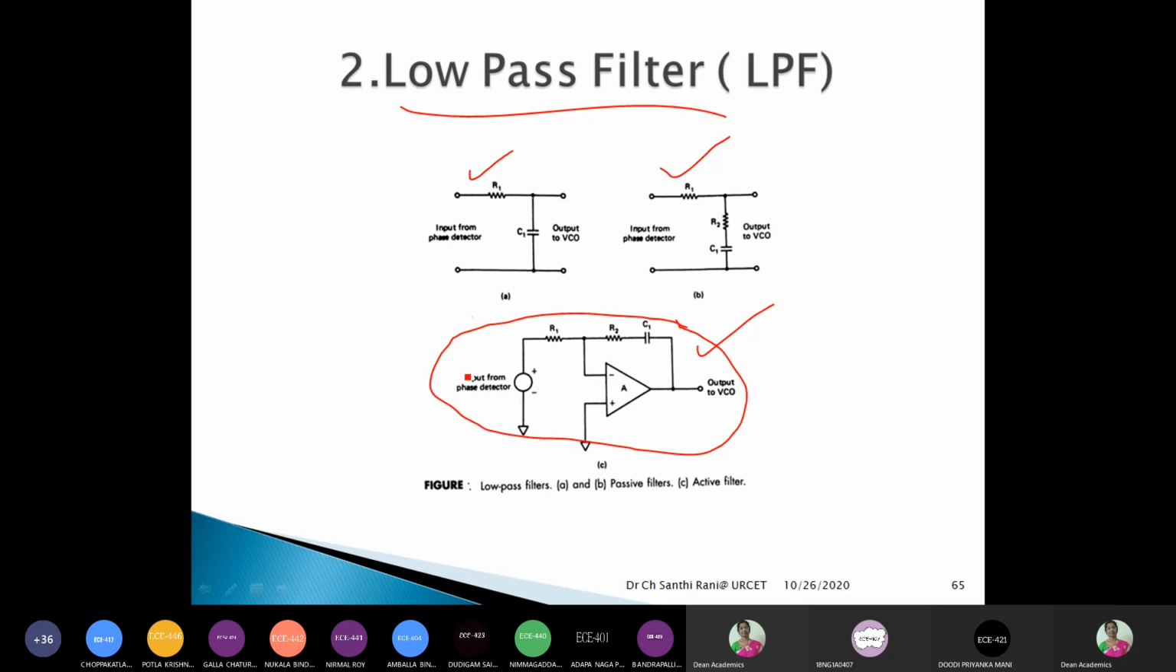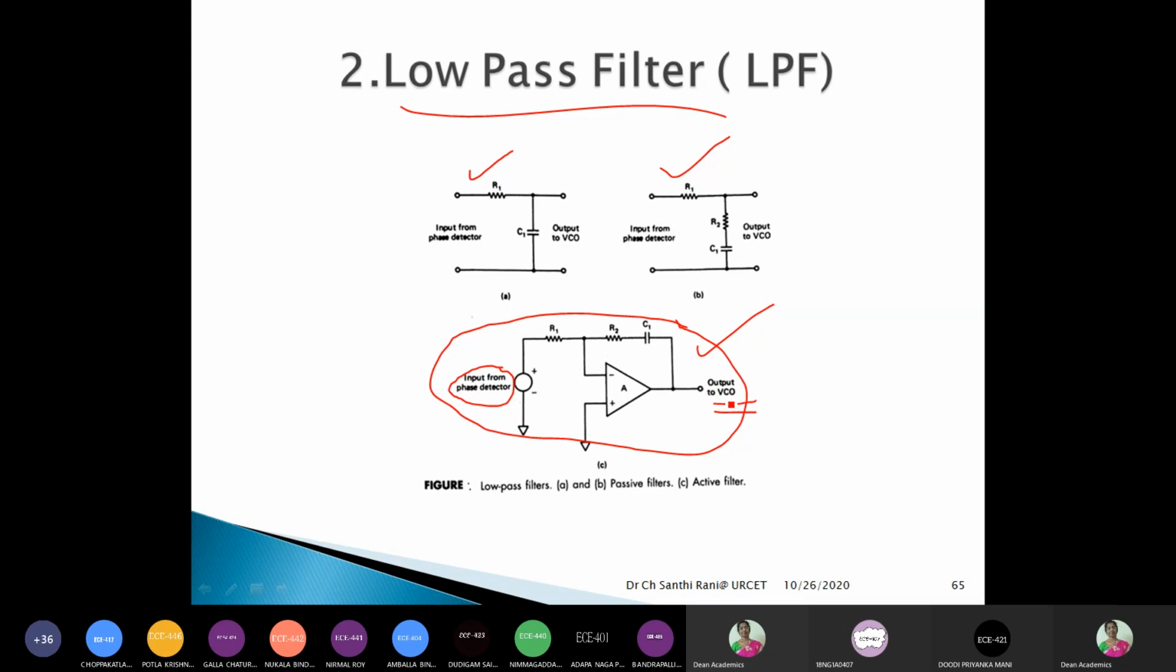Then what are the additional points that you have to write? The input from the phase detector is the voltage represented here, and the output of this low pass filter is given as input to the voltage controlled oscillator.